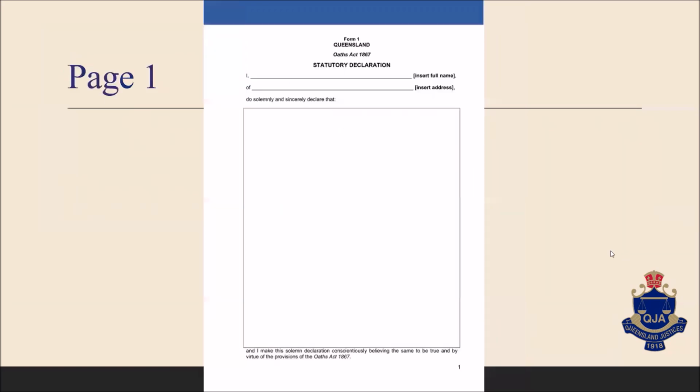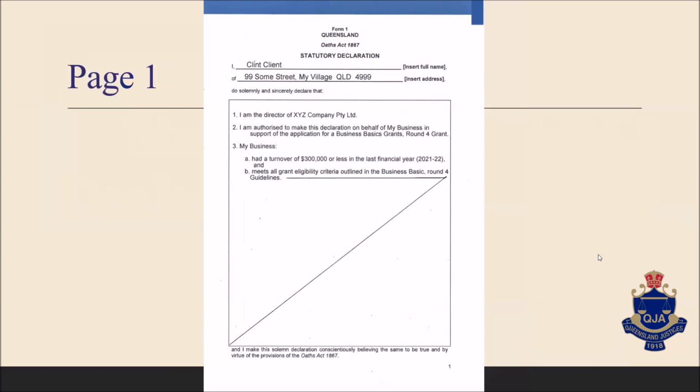Page 1 looks like this. When it's completed by the declarant, it should look something like this. If the declarant has not Z'd out any blank space at the end of their statement, the witness should handle this in their usual manner.